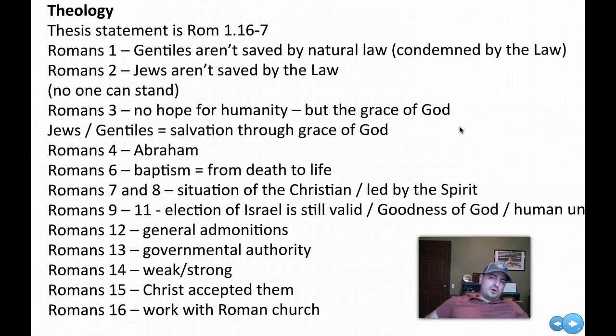Now, he spends four chapters on Jews, and he really hands it to them, because he has to make his argument very, very strong that Jews are not saved by fulfilling the law. And actually, the law condemns Jews, because they cannot keep the law in total. So his conclusion in chapter 3 is there's no hope for humanity by itself. If we are left just with the law, Gentiles are left with the natural law, and Jews are left with the law of Moses, we're both in the same predicament, because we cannot save ourselves. The only hope for humanity, Paul says, is the grace of God. And then Jews and Gentiles both receive their salvation through God's grace.